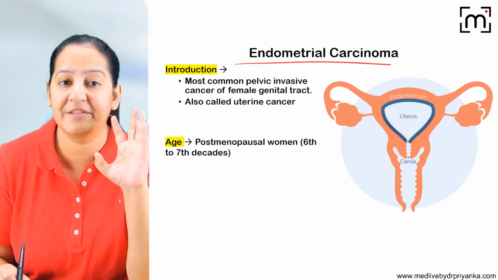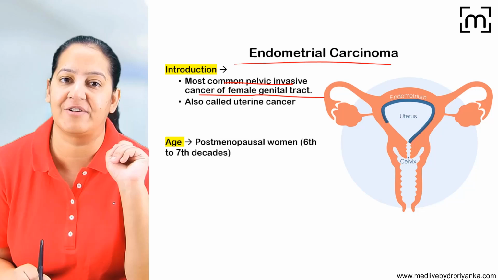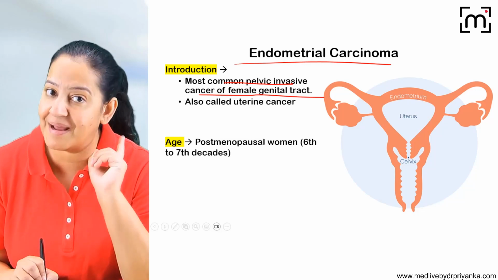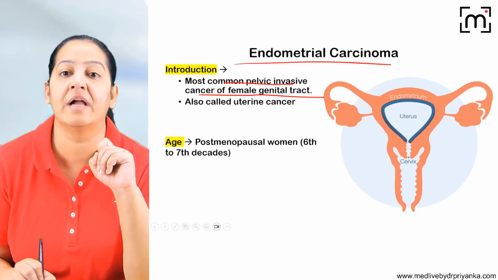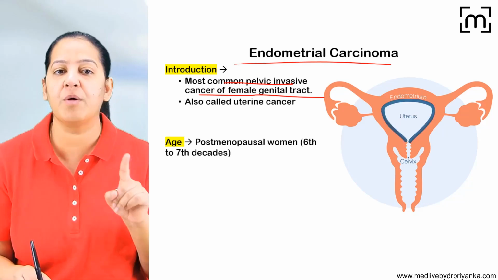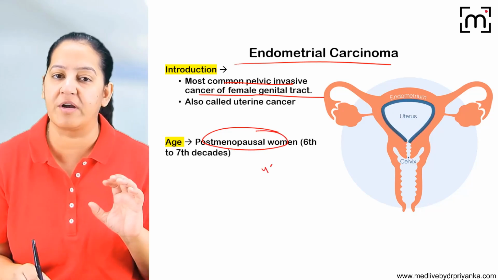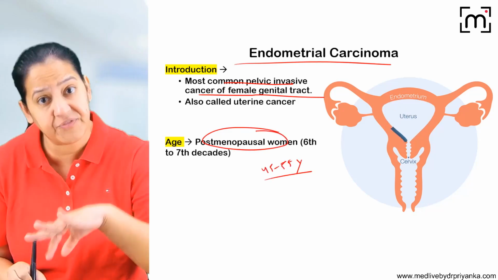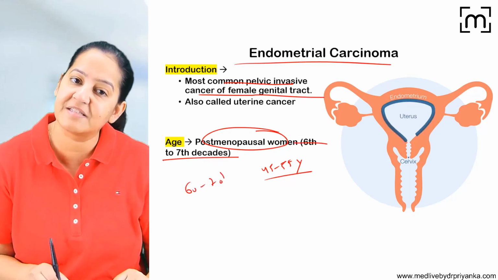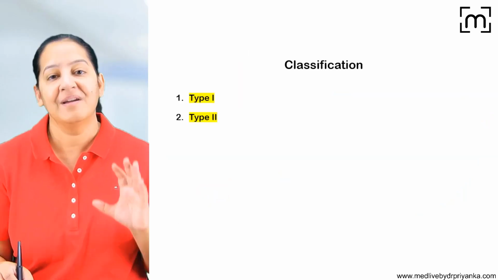What is the introduction? In the introduction, you have to write it is the most common pelvic invasive cancer of the female genital tract. From the female genital tract, the most common pelvic malignant cancer is endometrial carcinoma only. You can see it is occurring in the uterus, in the endometrium. The most common age of presentation is post-menopausal. You know, in females, menopause occurs from 45 to 55 years of age. So, it occurs after that, usually in the 6th to 7th decades. 60 to 70 years is the most common age of presentation. It occurs in old females. That is endometrial carcinoma. Now, classification.